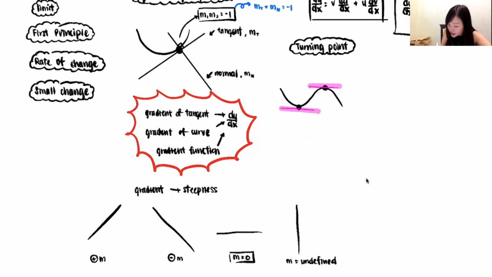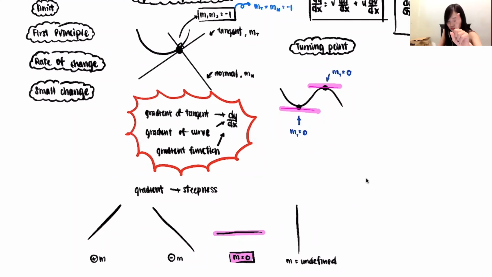So just now we said a horizontal line means what? The gradient will be 0. So at this particular point, the gradient will be 0, and at this particular point, the gradient will be 0. Make sense, right? And the pink line is a tangent, because just now we learned a tangent is a straight line touching the curve at one point. So we know the gradient for the tangent is 0.